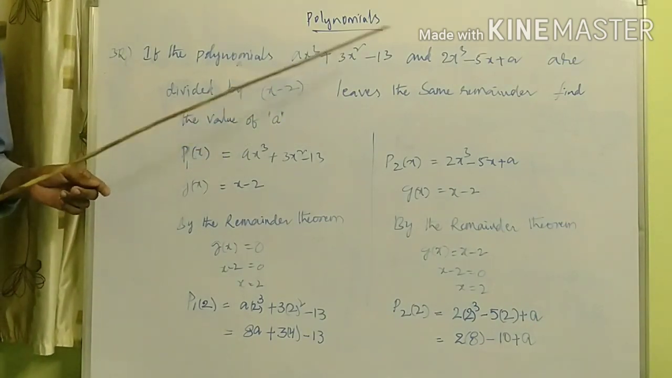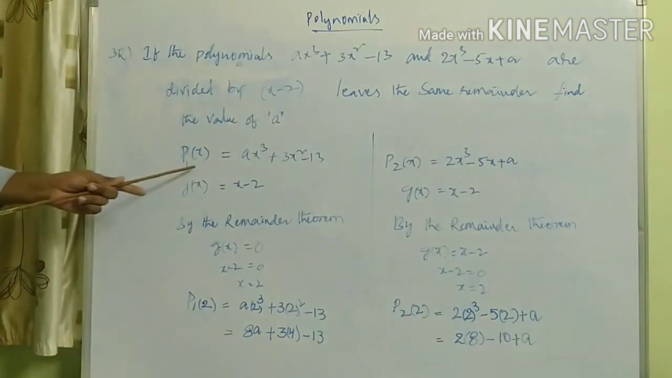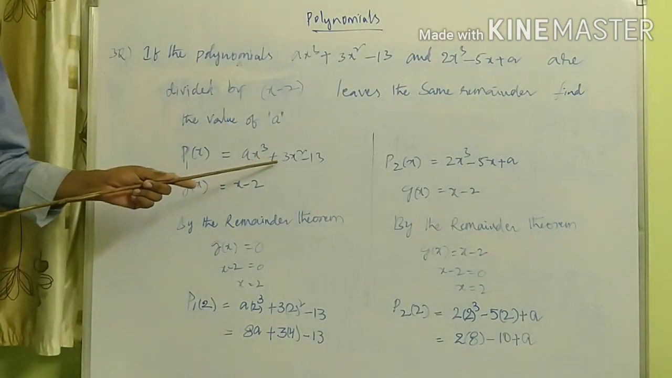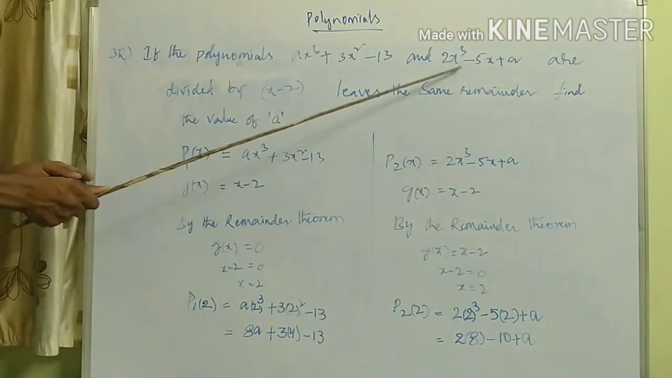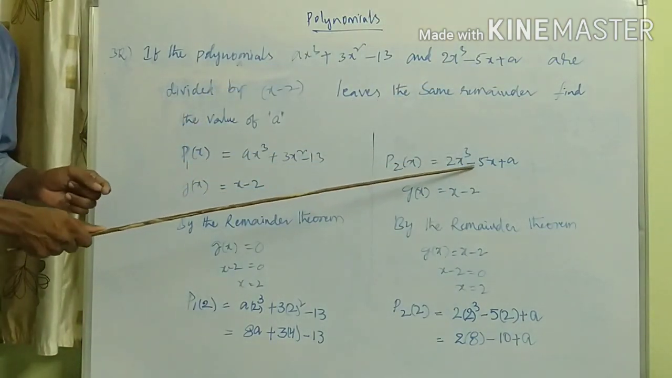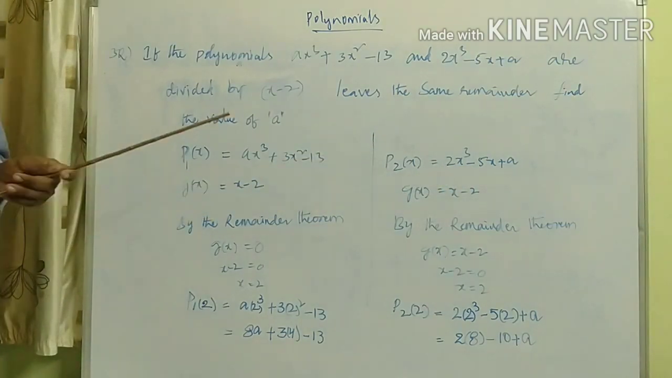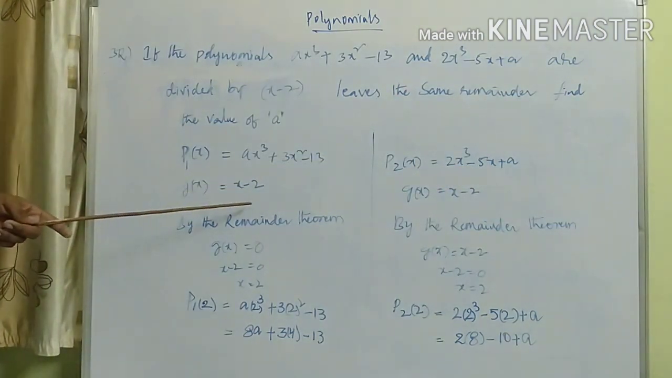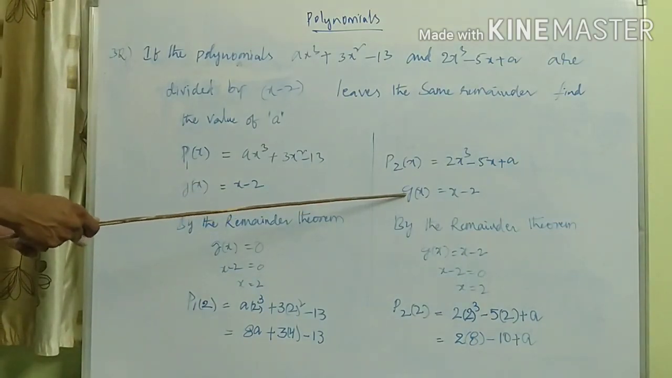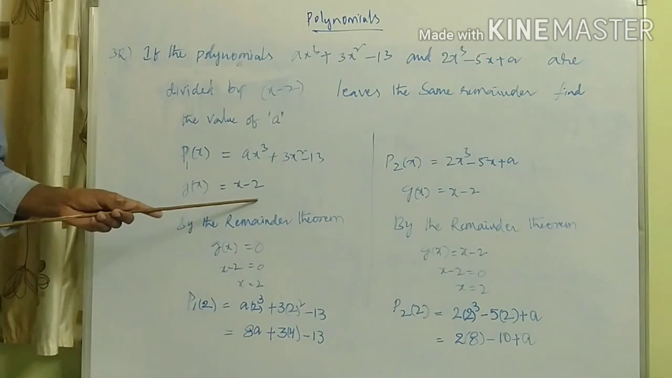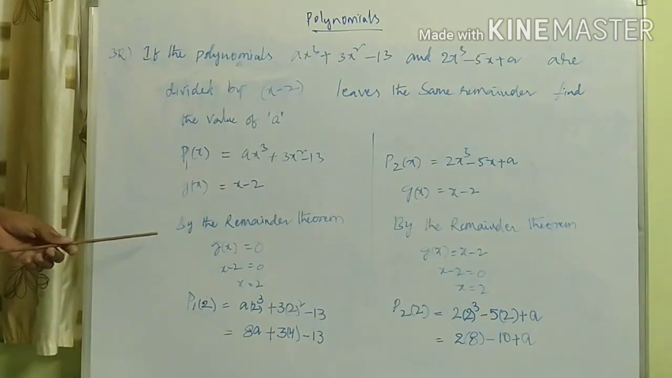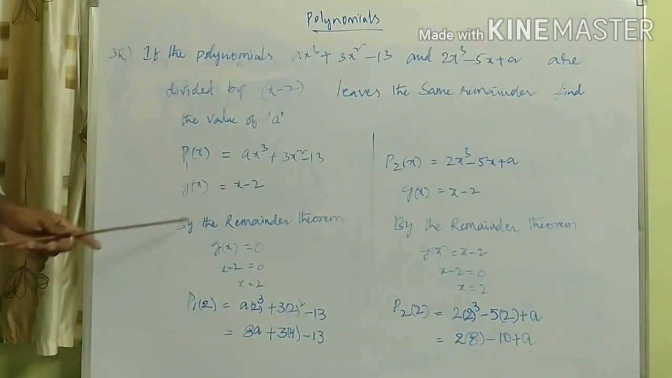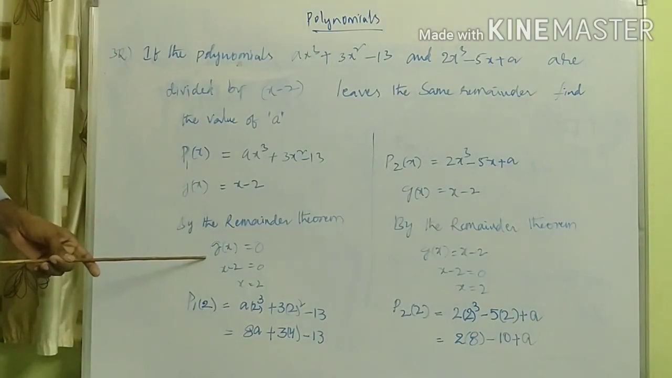So both polynomials, this is p1 of x, that is equal to ax cube plus 3x square minus 13, and p2 of x is equal to 2x cube minus 5x plus a. Both are divided by the same divisor, that is equal to g of x, and this is also g of x. G of x is equal to x minus 2. By using remainder theorem, let g of x is equals to 0.